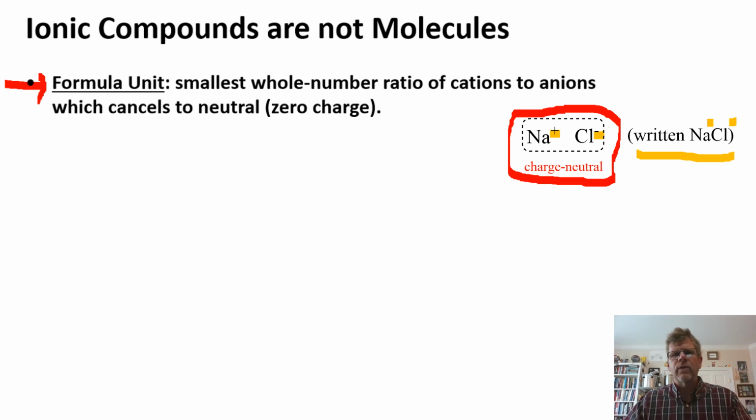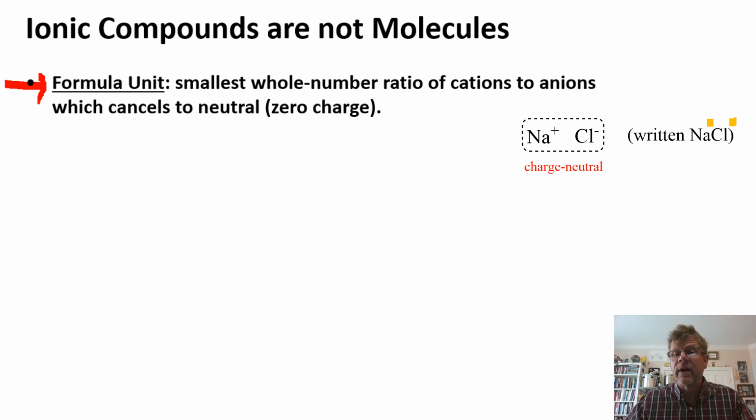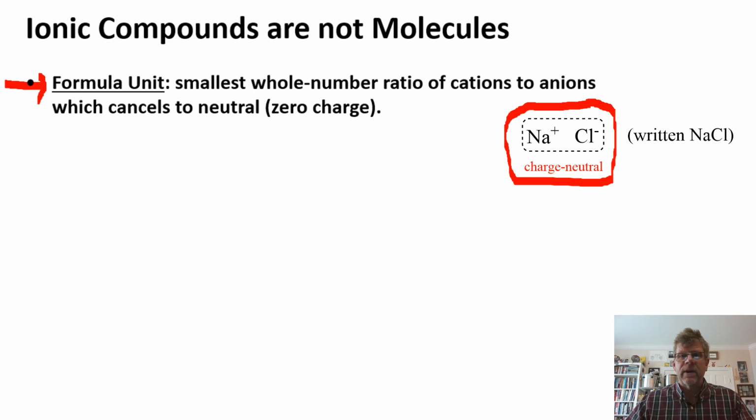So why don't we call these molecules? Let me clean this up a little bit here and ask the question, why is this not a molecule? Well, you know, because it's an ionic bond holding it together, electrostatic. We have this atom here, it's an ion now, and this ion there. What's not to call a molecule?